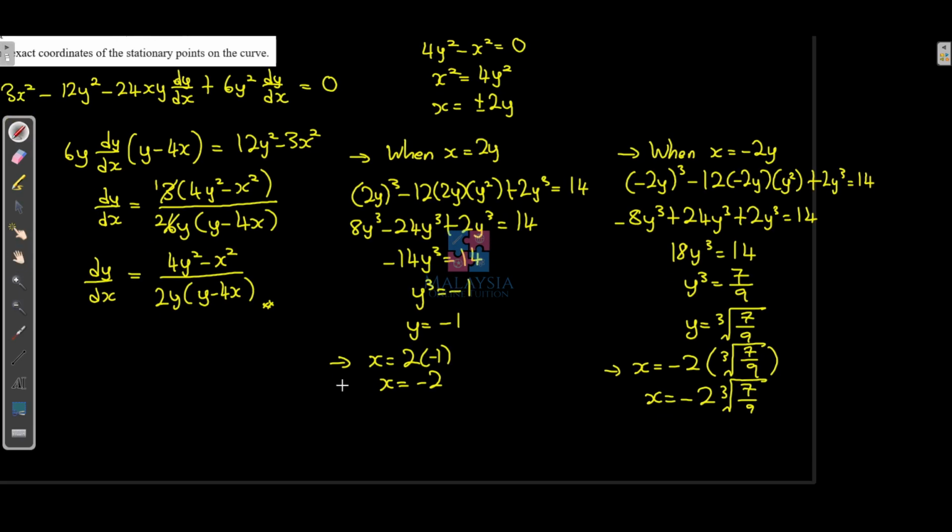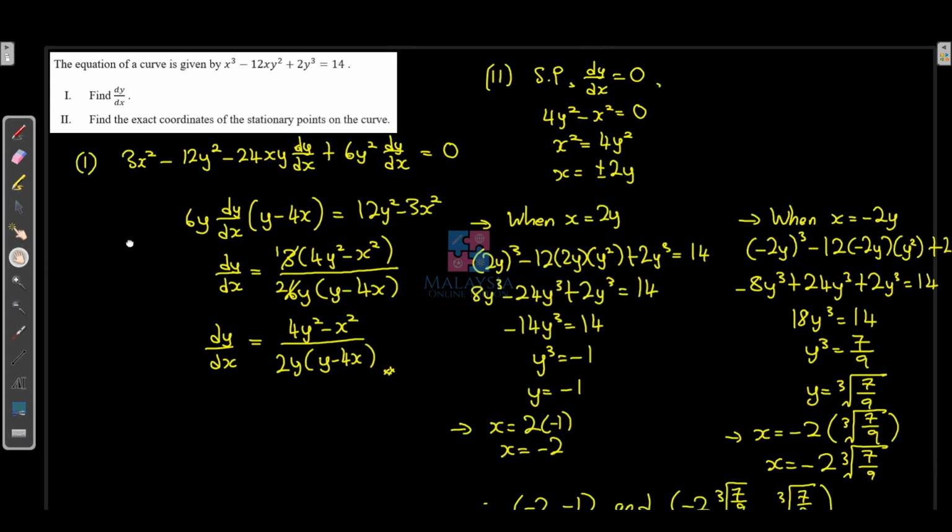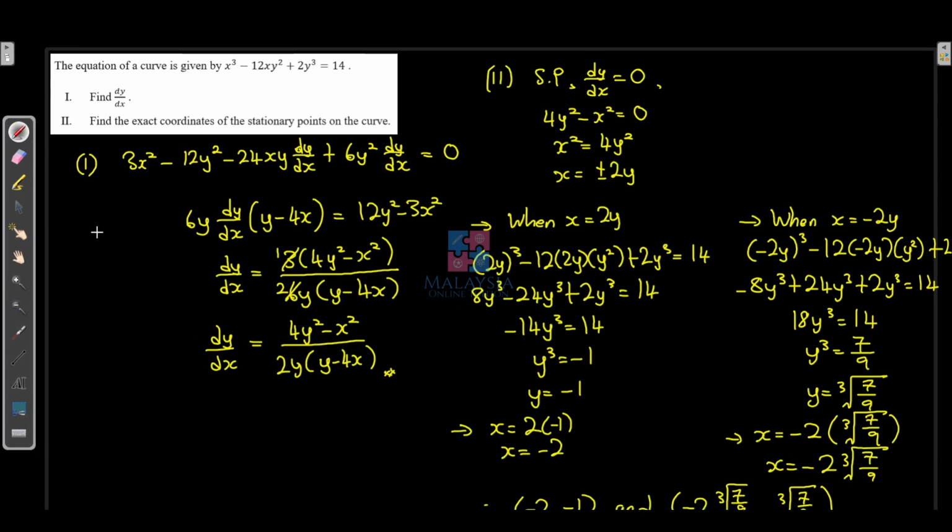So for the final answer for the exact coordinates of the stationary points, we have negative 2, negative 1, and then we write negative 2 cube root of 7 over 9, and then cube root of 7 over 9. So that's all for this question, number 5, part 2. And that's all for this paper, that's all for this differentiation and integration review, part 1.